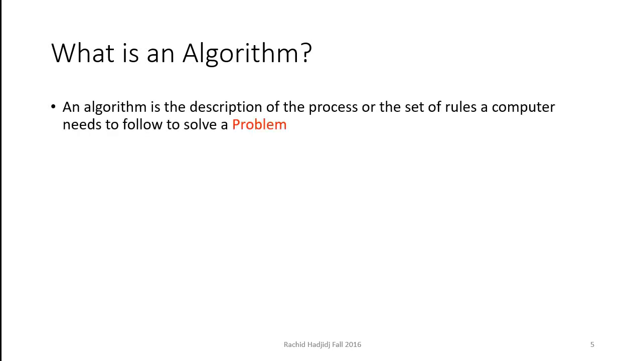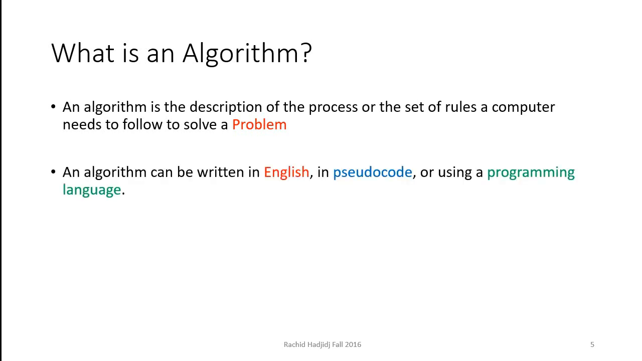Given a problem, an algorithm is the description of the process the computer needs to follow to solve it. Basically, it's a sequence of instructions. An algorithm can be written in any language as long as it conveys the idea about how to solve the problem. It could be written in a natural language like English, for instance, in pseudocode, or using a fully fledged programming language like C++, Java, Python, or whatever.